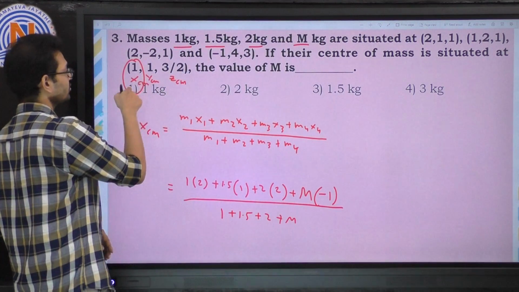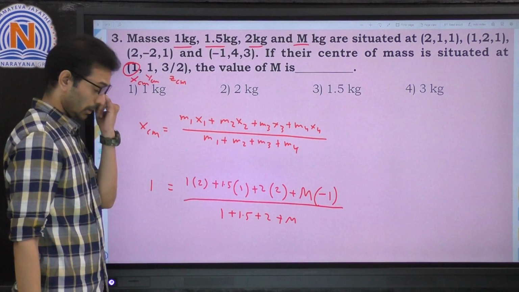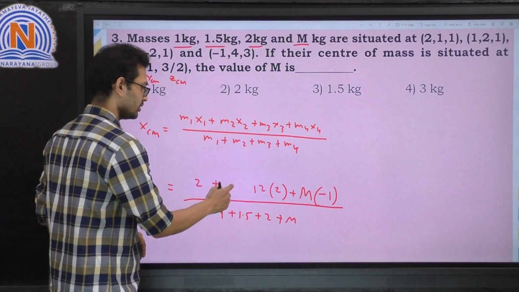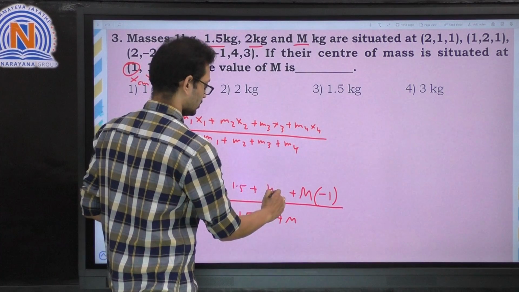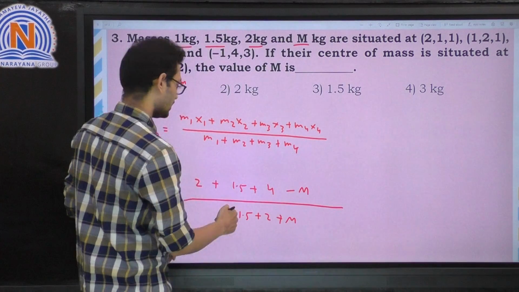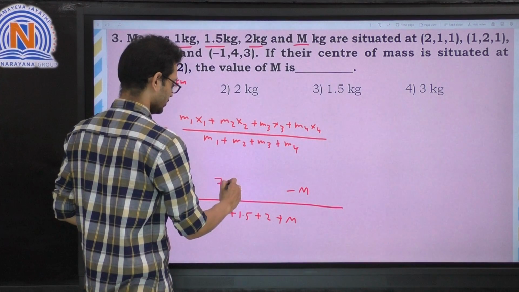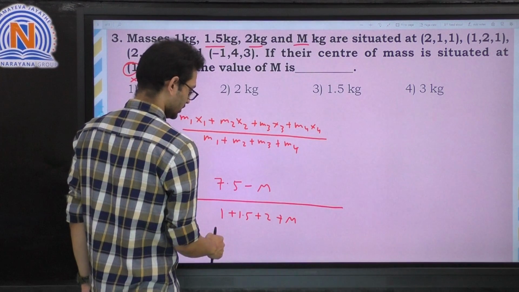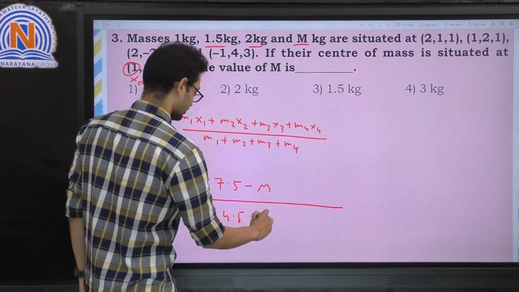The x center of mass is given as 1, so I will substitute that value as 1. Now we will multiply it. 1 into 2 gives 2, 1.5 into 1 gives 1.5, plus 2 into 2 gives 4, and here minus M. So 2 plus 1.5 plus 4 gives 7.5 minus M, and the denominator is 4.5 plus M.